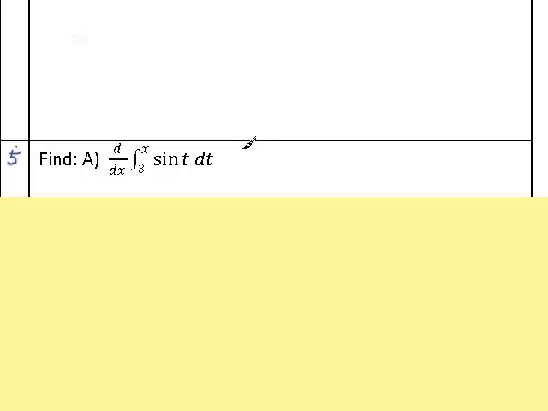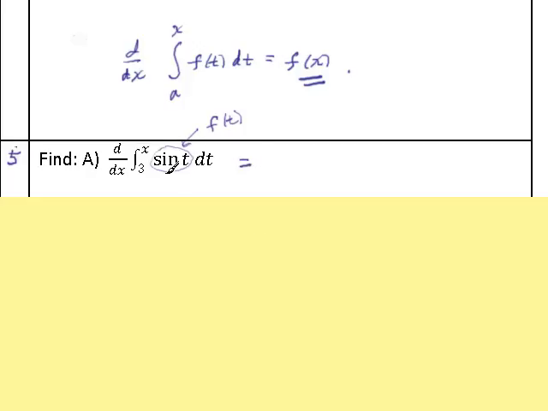In number 5, we're using the second part of the fundamental theorem. Let's just remember what that is. So it says that the derivative with respect to x of the integral from a to x of f of t dt is equal to just f of x. So that's the situation we have here exactly. Here, this is our f of t. So all we do over here is write down this function and replace t with x.